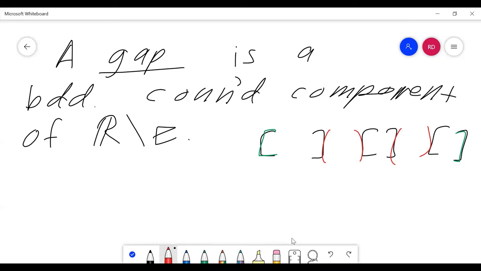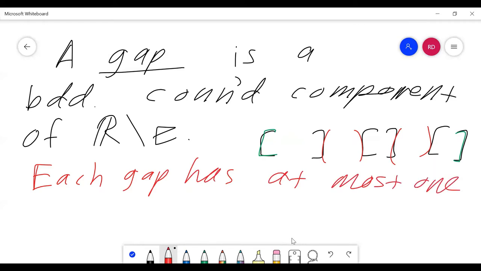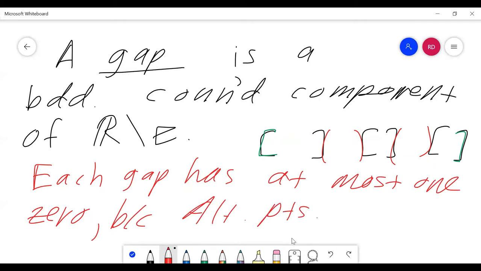Now, it can be seen each gap has at most one zero. And that's because the alternating points are in E. So our alternating points could be maybe like here and here, wherever, but we saw from our graphs earlier, if you're going to go in between the zeros, you're going to have one of the alternating points. So if I wanted to have a zero here and here, the function would have to go up to the top and back down, or vice versa. And it can't do that because then it would mean there's an alternating point that's not in E itself, because E is just those closed intervals. So a gap might not have any zeros, but it can't have more than one.